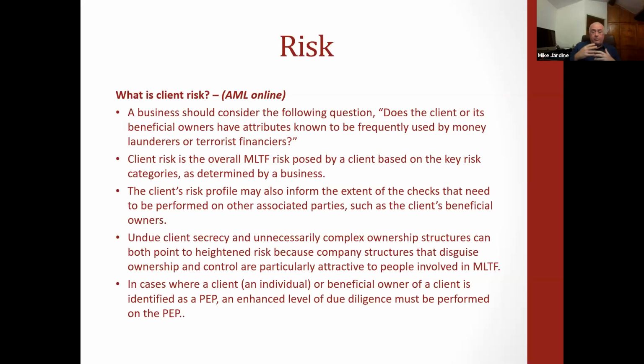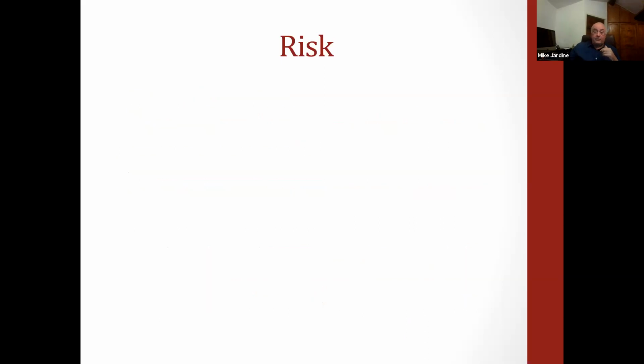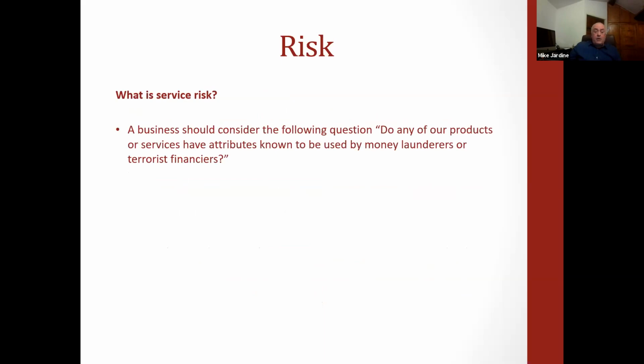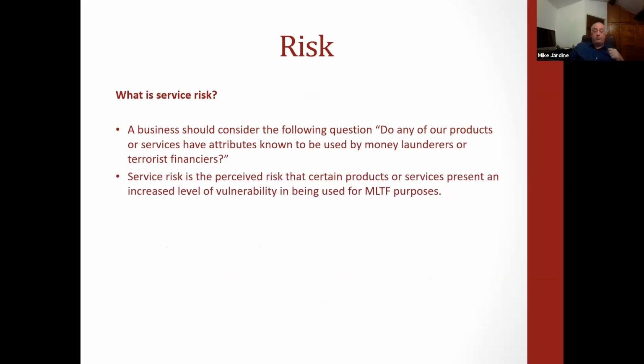So that's just a brief synopsis of some of the questions that will come up for you to identify the client's risk. Next, we move on to the service risk. A business should consider the following question: do any of our products or services have attributes known to be used by money launderers or terrorist financiers? Is there anything that you do, any service that you provide that might be attractive to a money launderer?